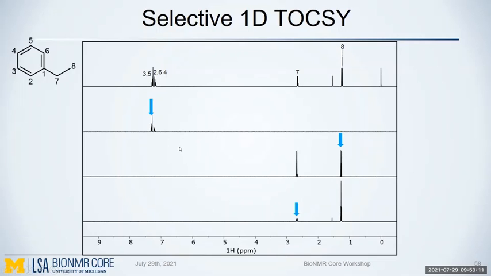So you can do this 1D TOCSY for other peaks as well. If you are interested in the methyl group correlation, then you selectively excite this methyl proton 8. And then in the 1D TOCSY spectrum, the peak from the methylene proton 7 shows up, indicating these two are correlated. And also you can selectively excite 7, and then peak 8 showed up, indicating they are correlated. So this actually is very time efficient. All of those three together took me 3 minutes, and it gave me some very useful information.